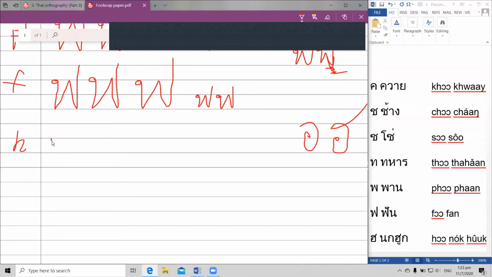So start from the circle as always. Go like that, and then without letting go, just turn like that. All right, this is ฮอนกฮูก. If you draw it small, it looks like this. Okay, remember ออัง is just like that.